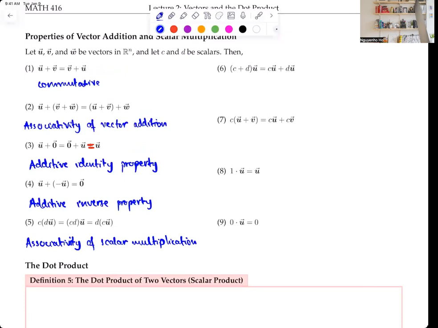Number six, you have again two scalars, but in this case, you distribute the vector u into the parentheses. This is called the distributive property of scalar multiplication, and you have the same name for property seven. Even though you just have one scalar, it's still the process of distributing c onto vectors u and v. So these two are the distributive properties of scalar multiplication.